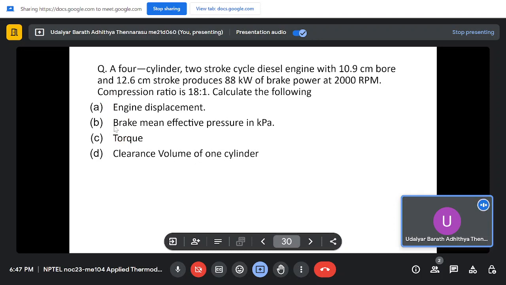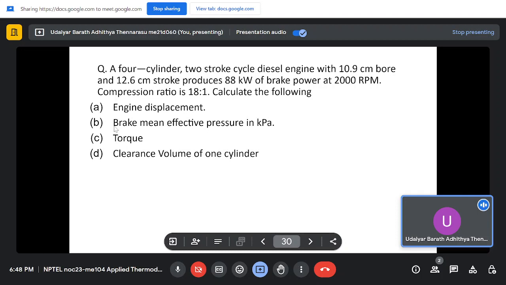So let's see some numericals. We have a 4-cylinder 2-stroke cycle diesel engine, a combustion engine, with 4 cylinders of 10.9 centimeter bore diameter and 12.6 centimeter stroke length. This engine is producing a brake power of 88 kilowatt, running at 2000 rpm, and they have also given that the compression ratio is 18:1.